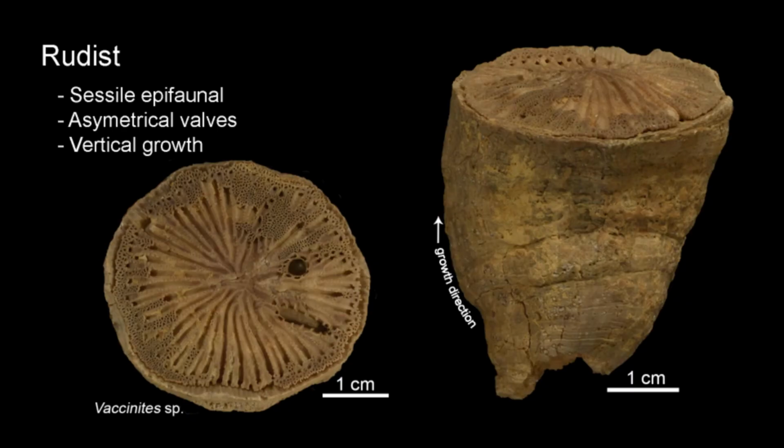They are sessile epifaunal bivalves that have developed vertically, incrementally growing asymmetrical valves. The lower valve is always attached to the substrate, showing a conical to cylindrical shape with an operculiform upper valve. They appeared during the late Jurassic and flourished throughout the Cretaceous, occupying shallow tropical environments characterized by a sea surface temperature of around 30 degrees Celsius in the subtidal zone above the thermocline.